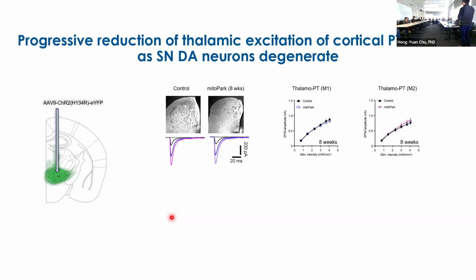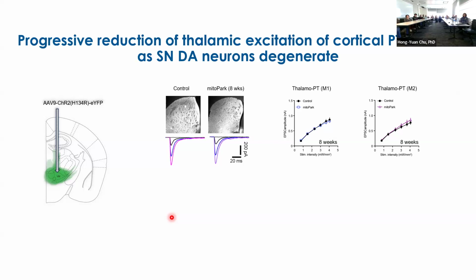So in this model, we go directly to this pathway. We inject channelrhodopsin into the ventral medial part of the thalamus, and we record the excitatory postsynaptic current arising from the thalamus onto the PT cells. We perform this study at 8 weeks, comparing Parkinson mice with control, and we recorded from both M1 and M2 this time.